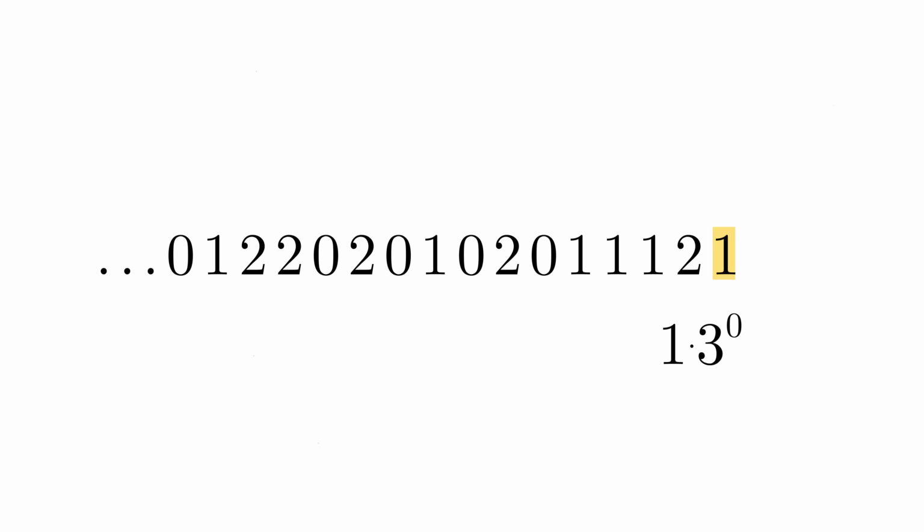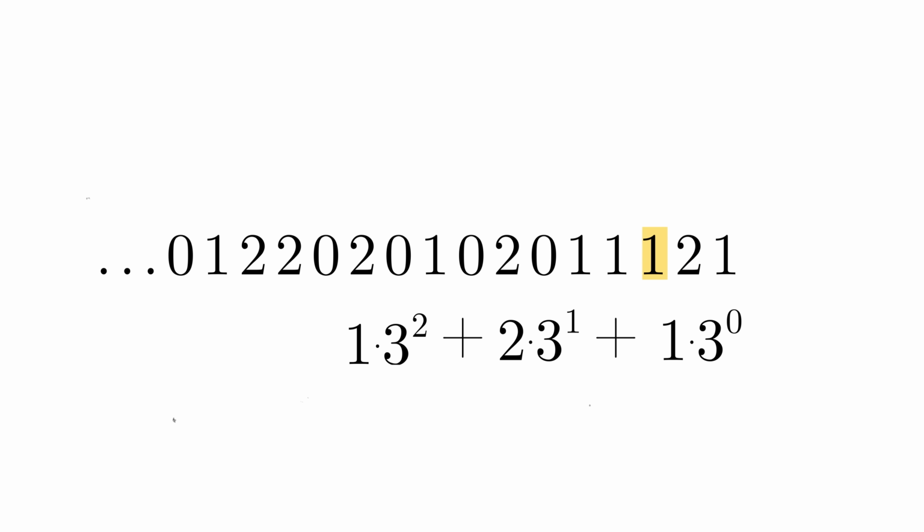Here is a random three-adic number. This number means 1 times 3 to the 0 plus 2 times 3 plus 1 times 3 squared, plus 1 times 3 cubed, and so on. So you can think of a three-adic number as an infinite expansion in powers of 3.